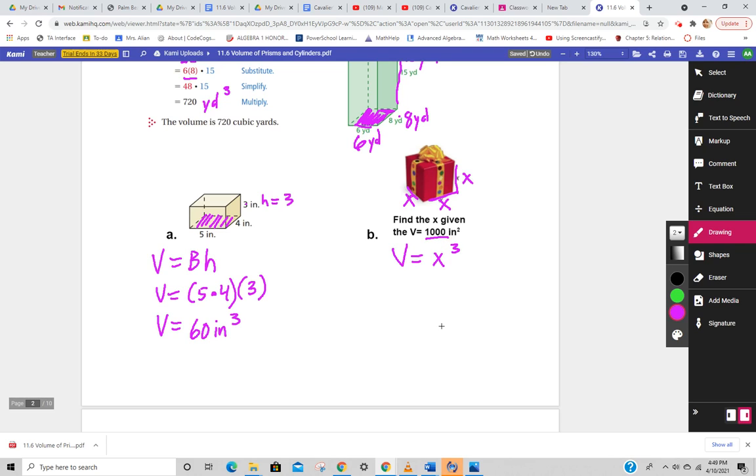But we have been given that the volume is 1,000, so I can replace v with 1,000 equals x cubed. Now I can take the cube root of each side so that I can find x. So x is, the cube root of 1,000 is 10 because 10 times 10 times 10 is 1,000.